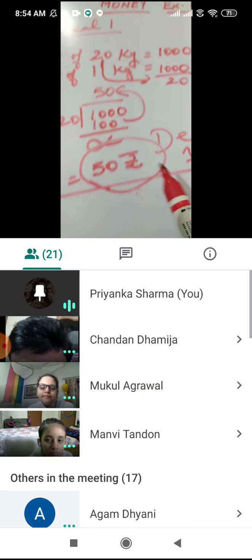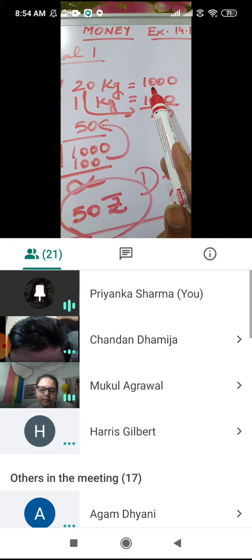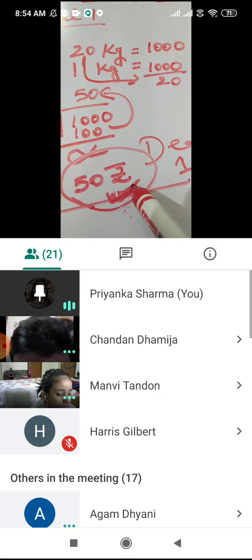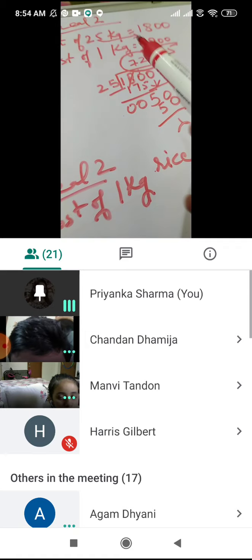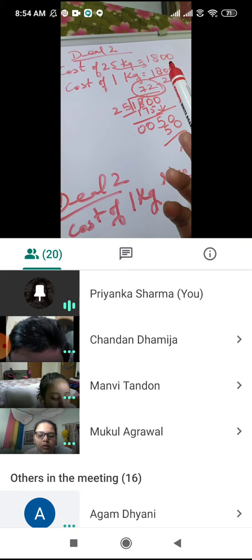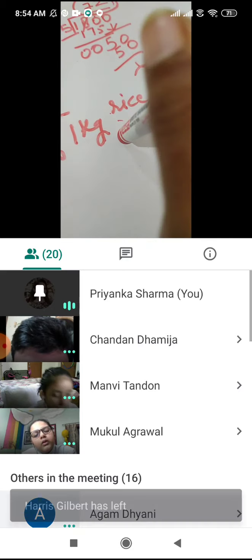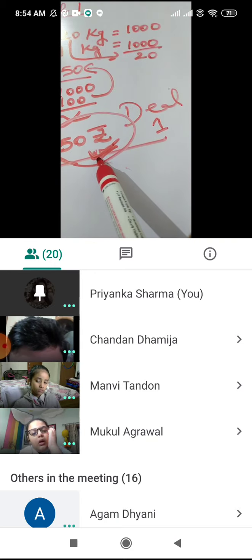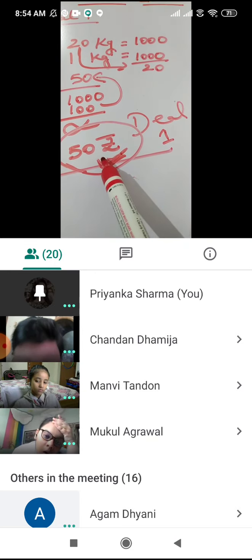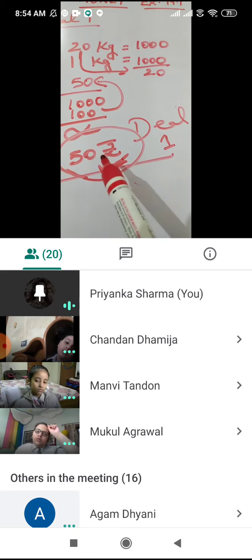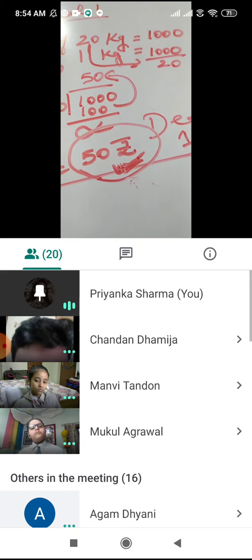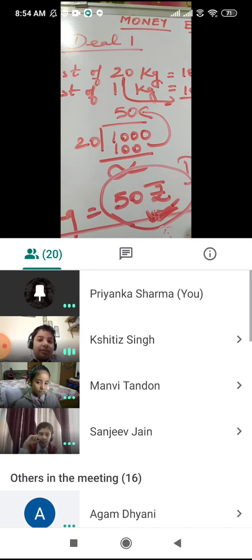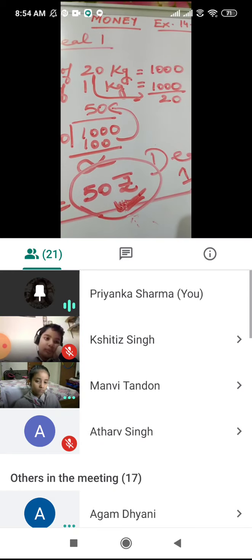If we are going to buy 20 kg rice for 1000, then we will have profit here, because the cost of 1 kg is coming 50. If we are going to buy 25 kg rice for 1800, we will be having loss because here the cost of 1 kg is 72. So we are having profit here. We will be giving less money for 1 kg. This shows that deal 1 is a better deal. Is it clear to everybody? Both sums and all deals are clear.